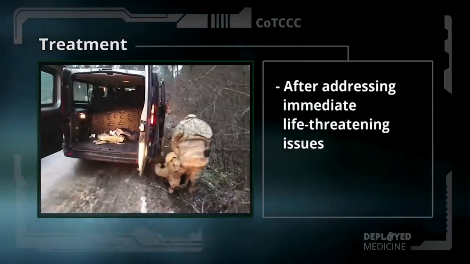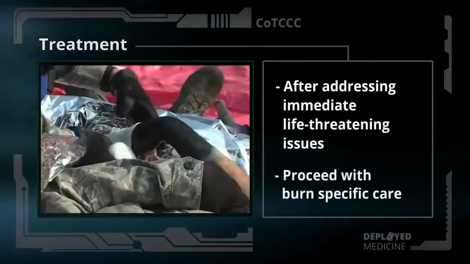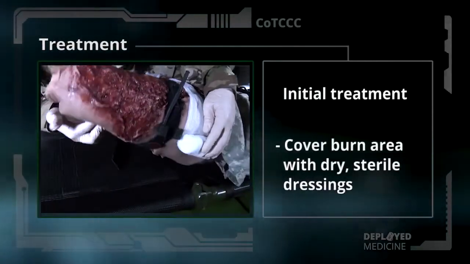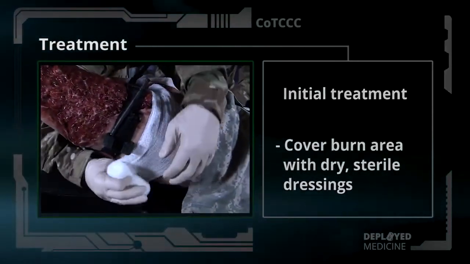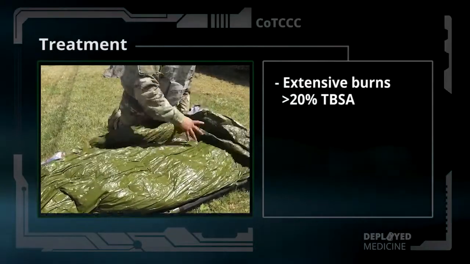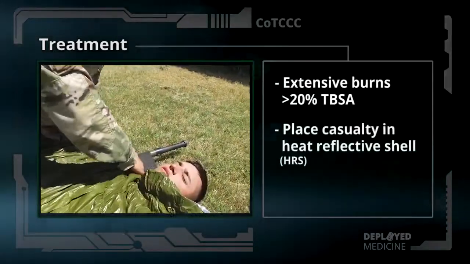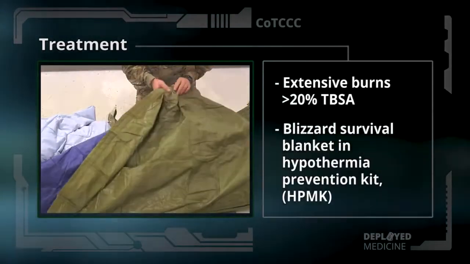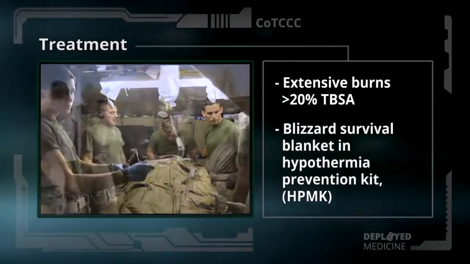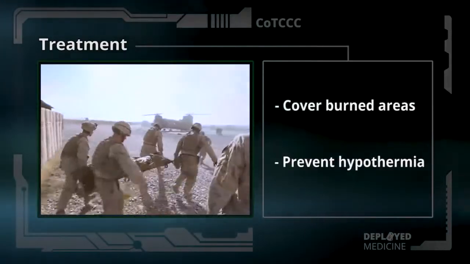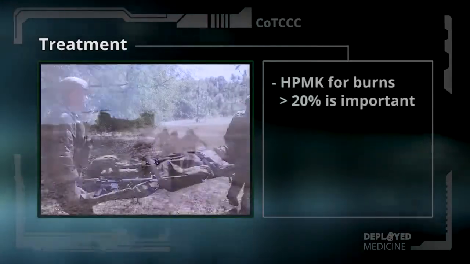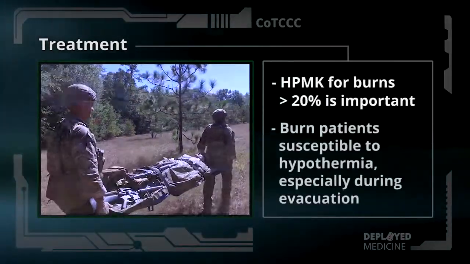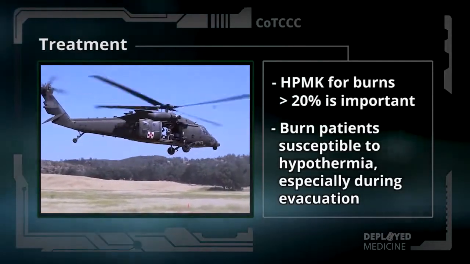After you have addressed any immediate life-threatening issues, you can proceed with burn-specific care. Initial treatment is to cover the burned area with dry, sterile dressings. For extensive burns greater than 20% TBSA, consider placing the casualty in a heat-reflective shell or the blizzard survival blanket in the hypothermia prevention kit, the HPMK, in order to both cover the burned areas and prevent hypothermia. Using the HPMK for burns greater than 20% is important, as burn patients may be very susceptible to hypothermia, especially during evacuation.